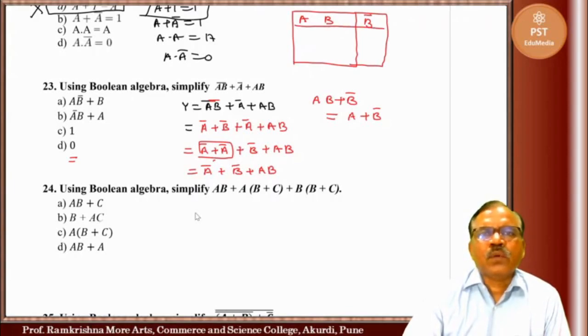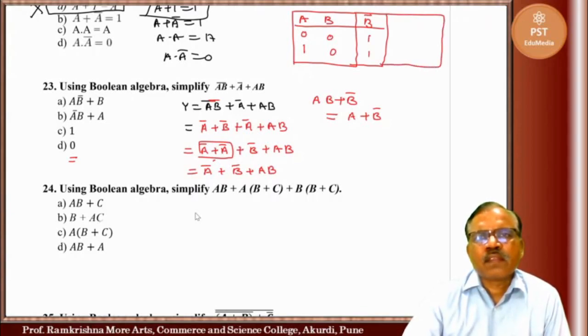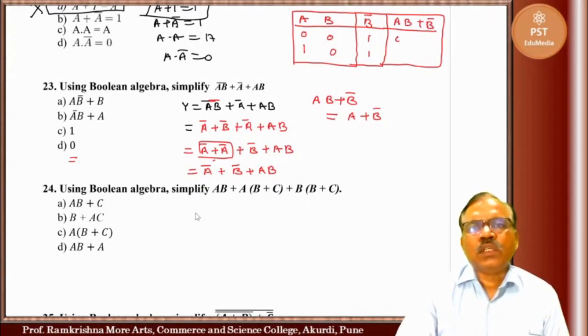Here you can take 0, 1, and I can take 0, 0 here. Then B bar is what? 1, 1. Then AB plus B bar. So AB, A into B is 0. 0 plus 1 is 1. Now 1 plus 0 plus 1. So 1 plus 0, that is 1. 1 into 0. Sorry, 1 into 0, that is 0, plus 1, that is 1.